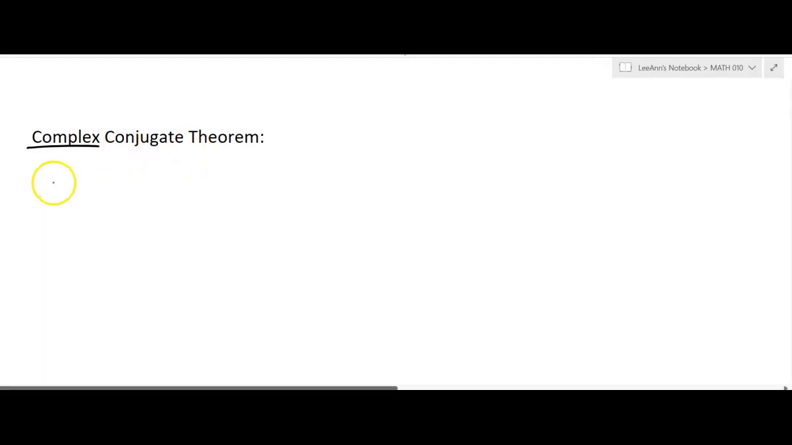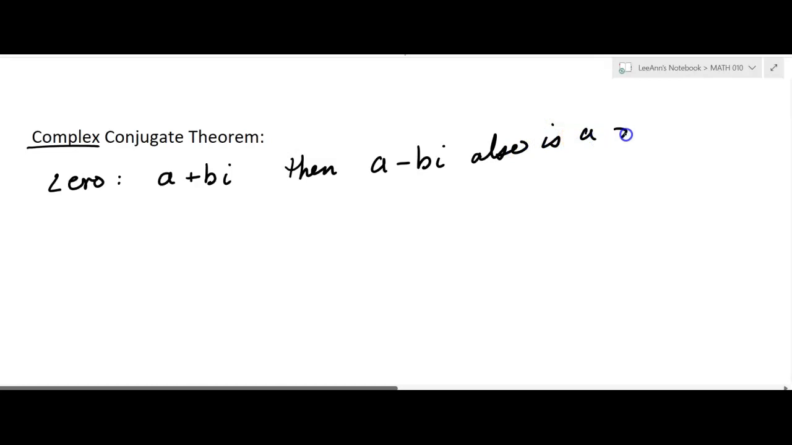But we have what's called the complex conjugate theorem. And it says if you have a zero such as a plus bi, then a minus bi also is a zero. And so it's called the complex conjugate theorem. If you have one complex number that has an i part to it, then you're going to have the conjugate of that as a zero also.